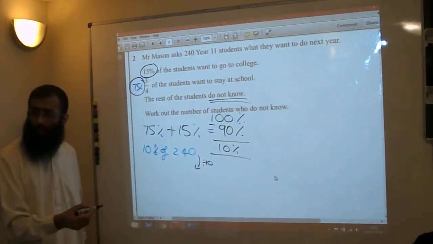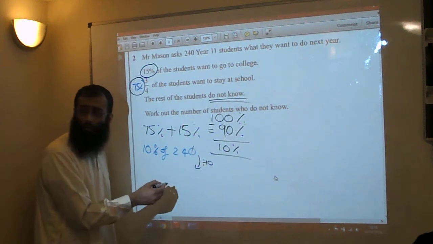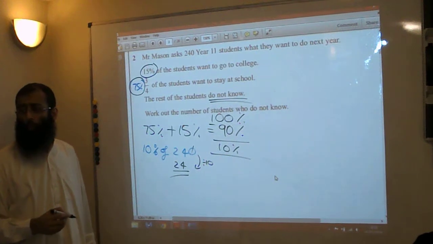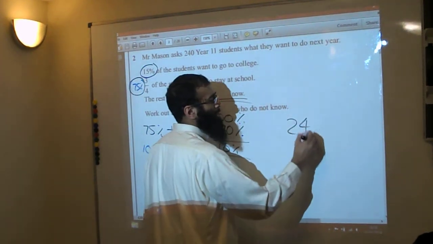So Zishan, a quick way of dividing by 10, if we have lots of zeros, what do we do? Just knock one off. So the answer is 24. So 24 students don't know. So the answer for this question is 24 students.